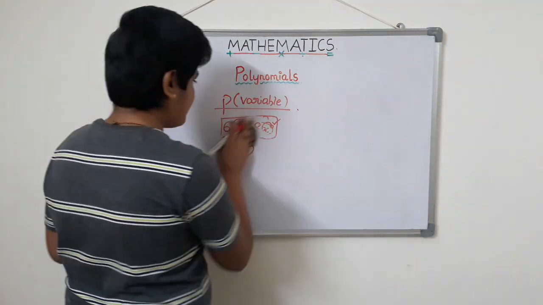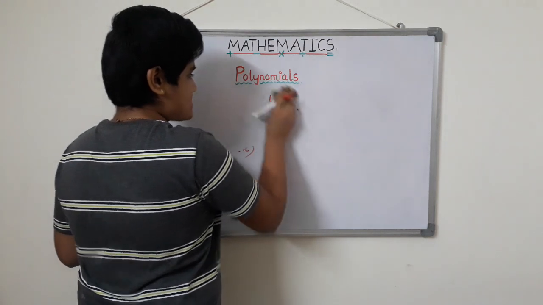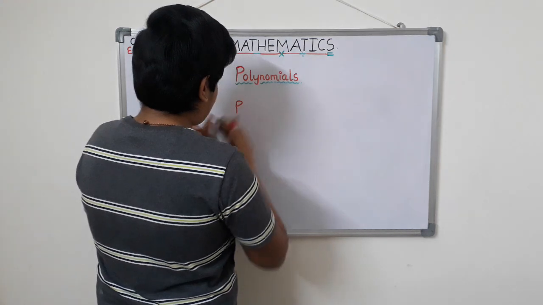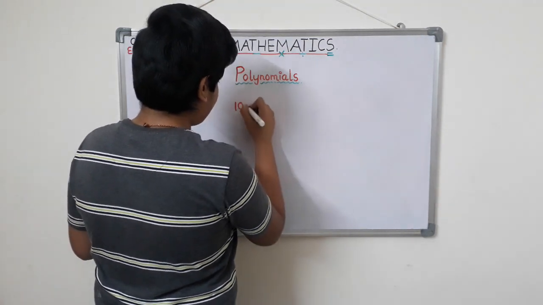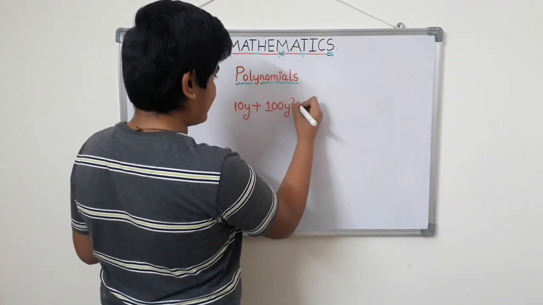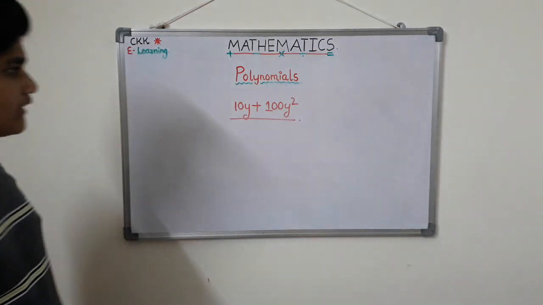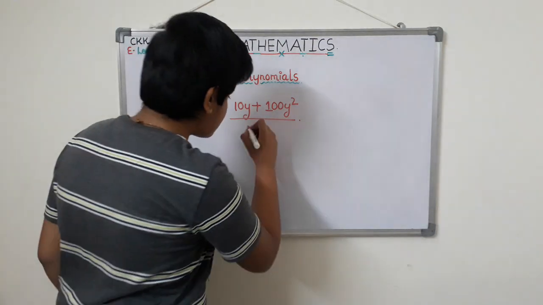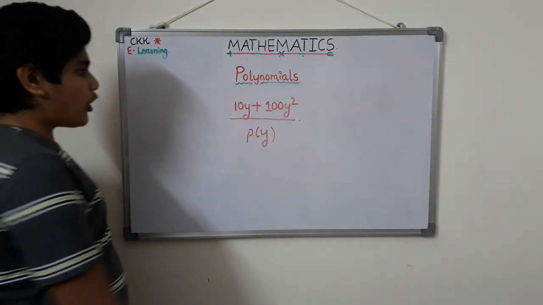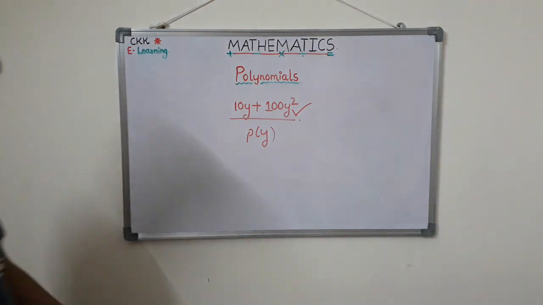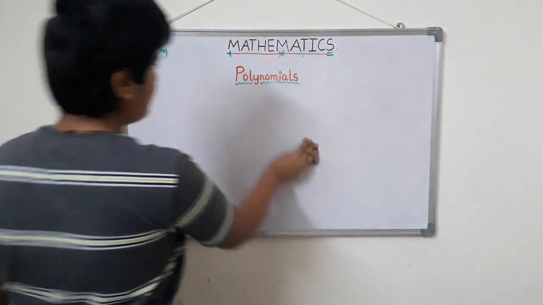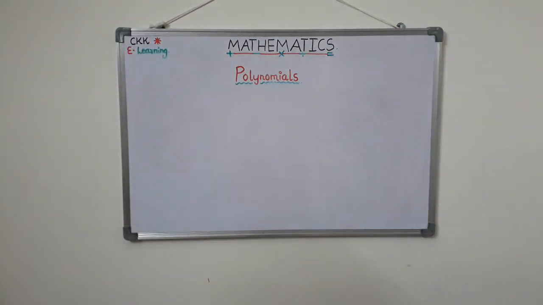Now if I give one more example, it will be very clear to you. See carefully: 10y plus 100y square. How will you represent this? Not P of x. This is represented as P of y, because the variable you see in this polynomial is y, not x. That's why it is represented in this way. Did you understand the representation of a polynomial?